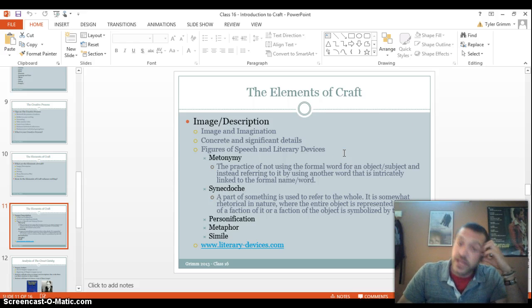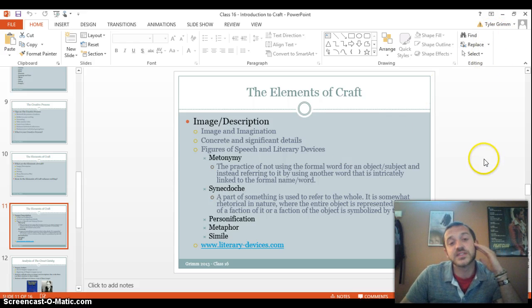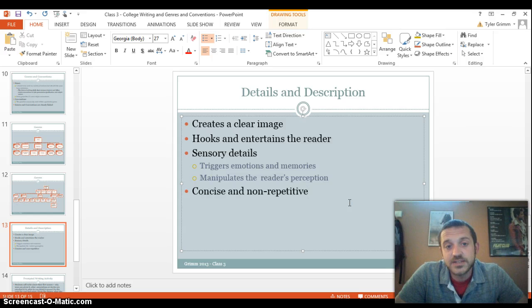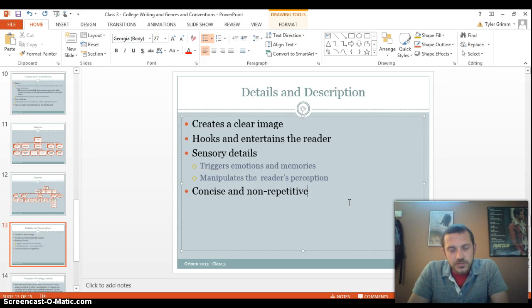Now, one of the best ways to do this is to give sensory details. So details and description create a clear image, and also one of the best ways to hook a reader and to pull them into your story is to use sensory details. We all attach memories and emotions to certain sensory stimuli, such as smell, which is a huge one, taste, touch, and also seeing and hearing something. So sensory details can be a great way for you to trigger emotions and memories in the reader, but also to manipulate their perception.